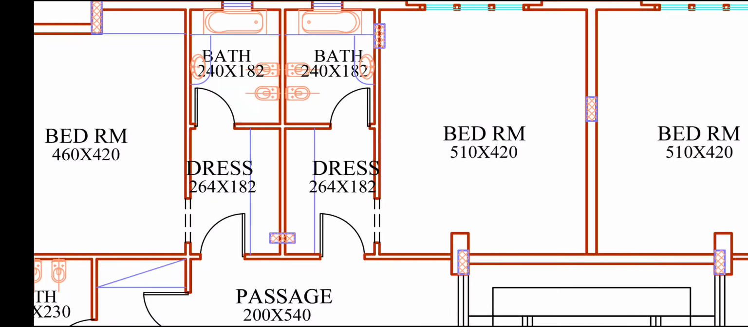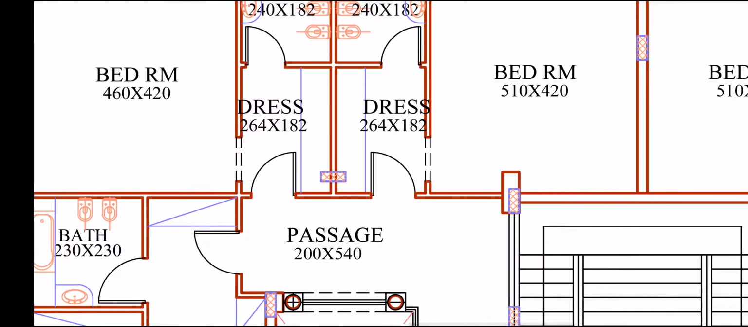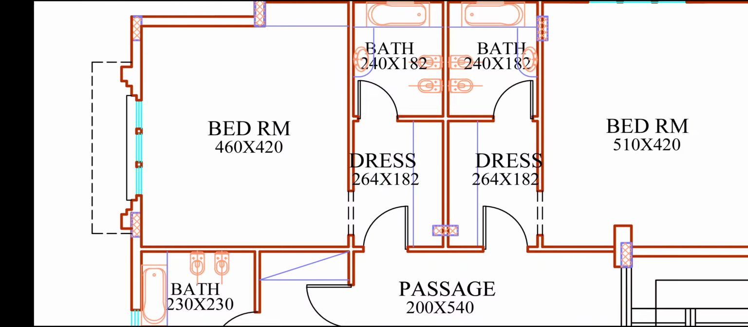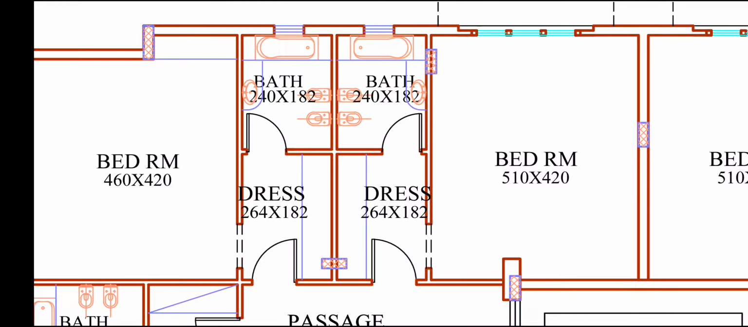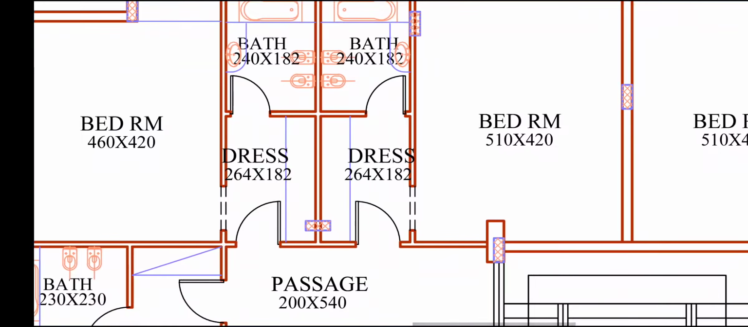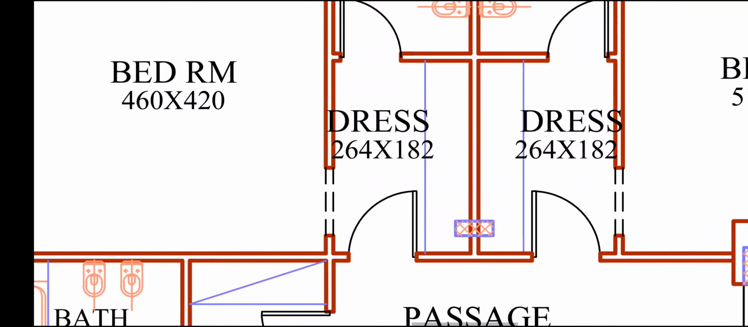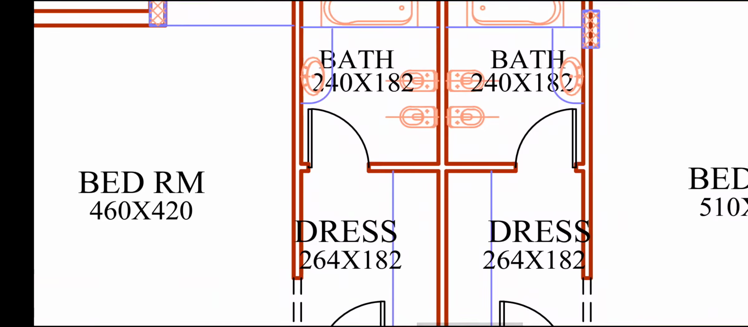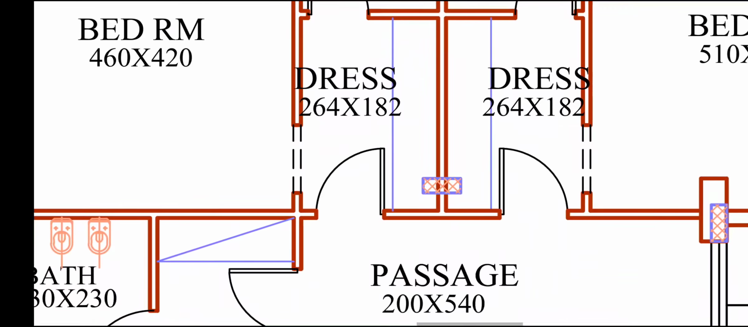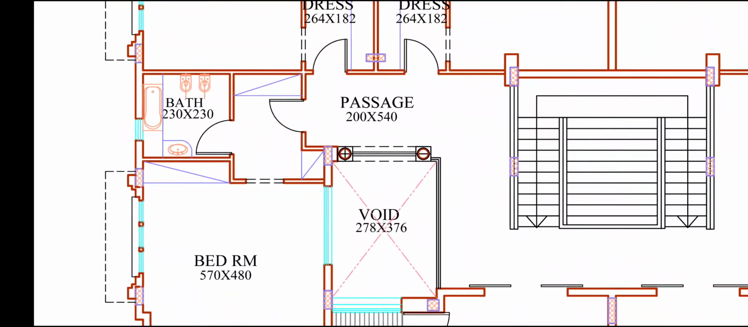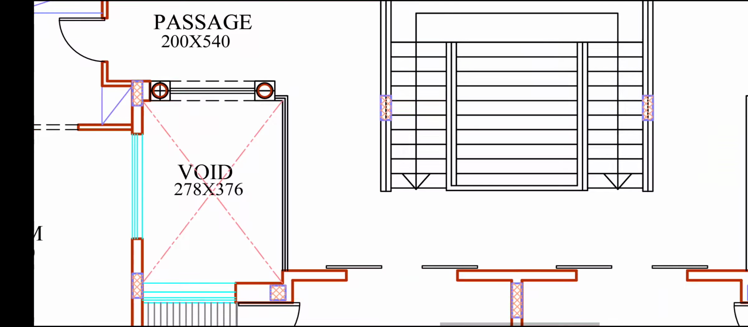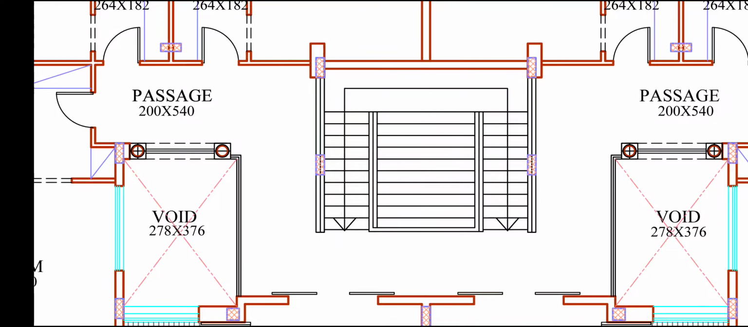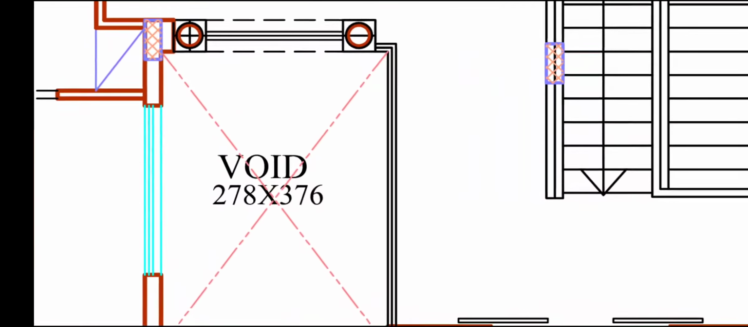And this, another bedroom, 460 by 420. This dress, 240 by 182. Bathroom, 264 by 182. This passage, this wide opening is for sunlight from inside. Otherwise, this area is completely dark. So this area is covered with this sunlight.